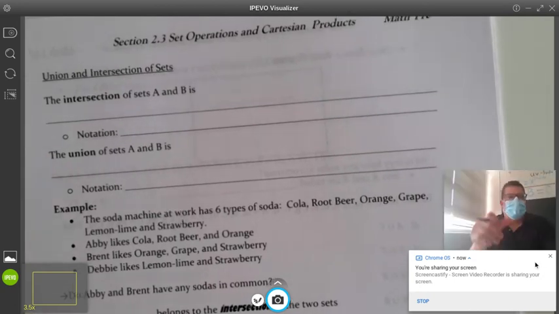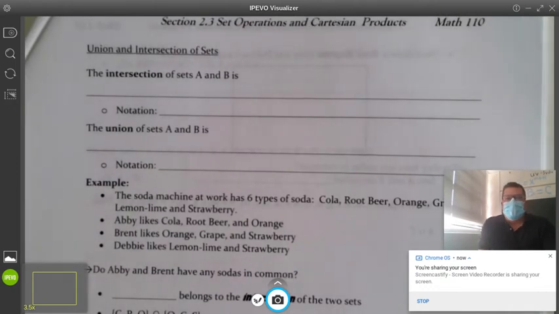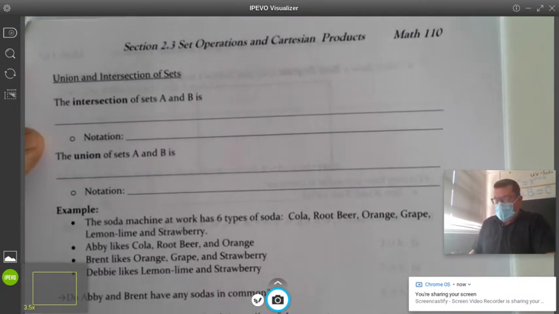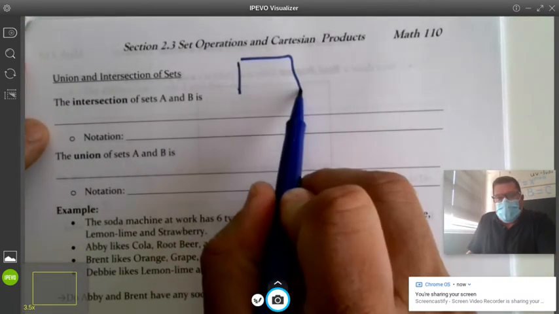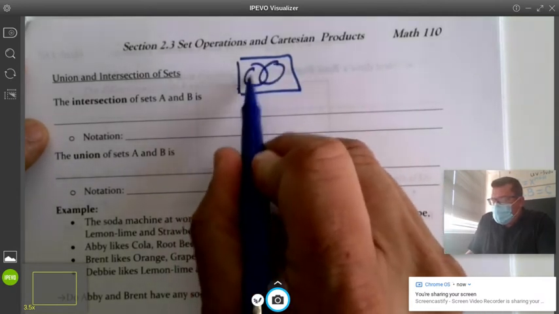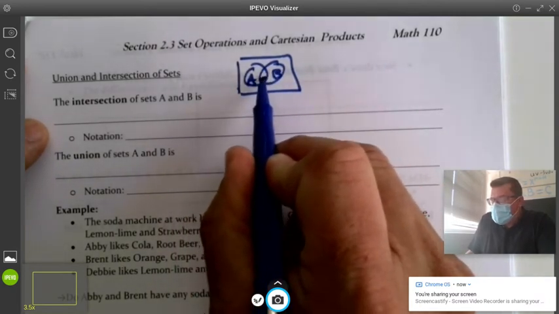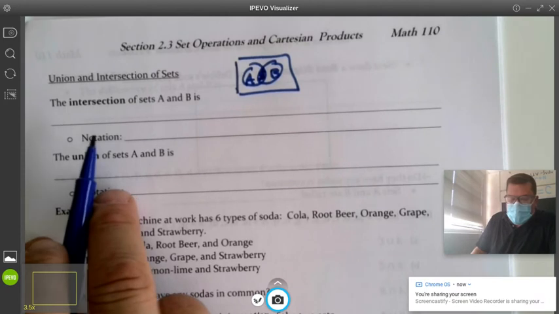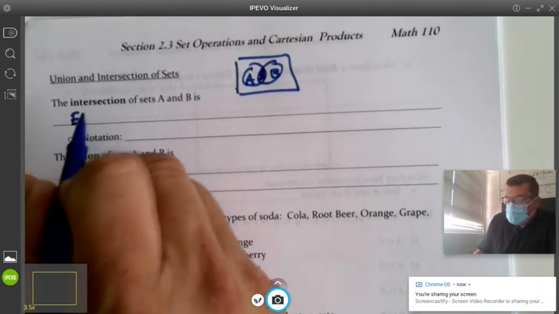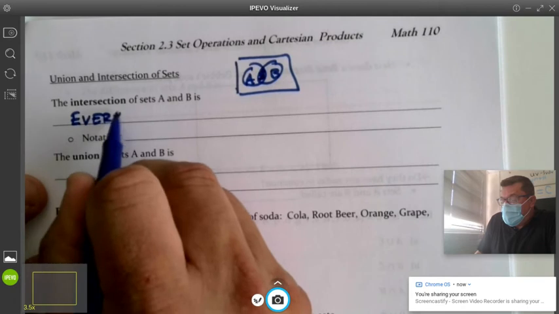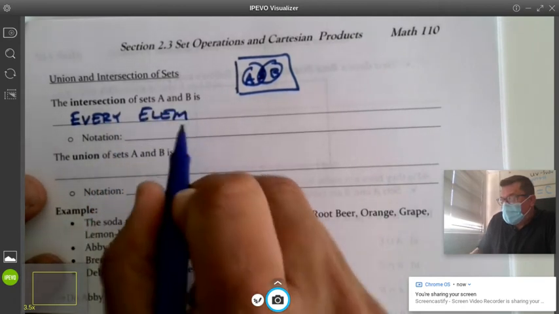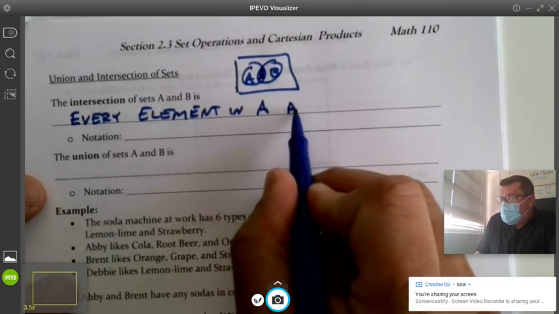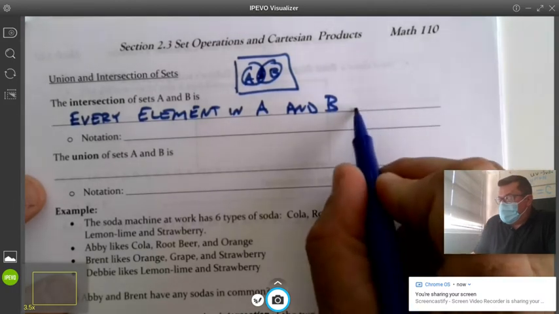All right, here we go with page 11, talking about Venn diagrams today. The intersection of two sets A and B is where they overlap. A Venn diagram with A and B drawn on it will depict just this portion. That's the intersection of A and B. Every element of A is also an element of B, and B at the same time.